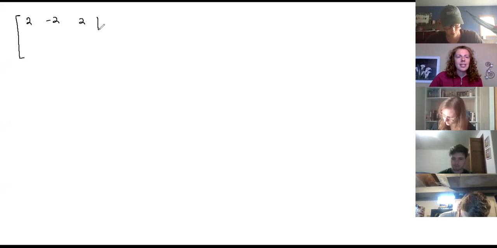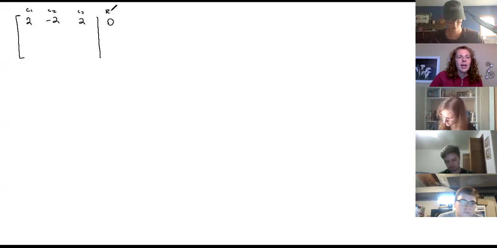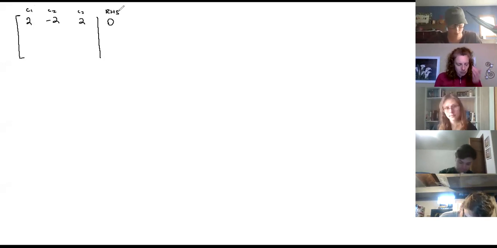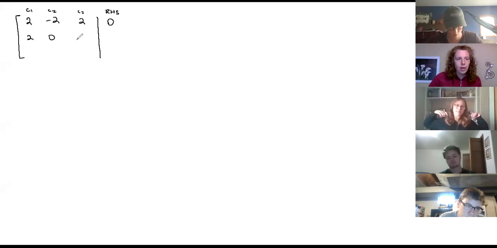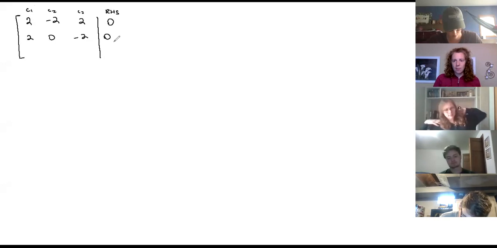And then to remind myself that the stuff on the right is on the right-hand side, I'm going to draw a vertical line, and that gives me a 0. So my columns on this matrix are C1, C2, C3, and then the other column is the right-hand side. Okay. Next row is going to be 2, 0, -2, and then 0. And then my last row is 1, 1, 1, and 4.